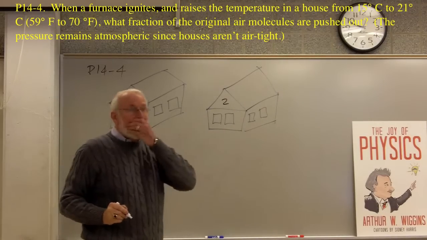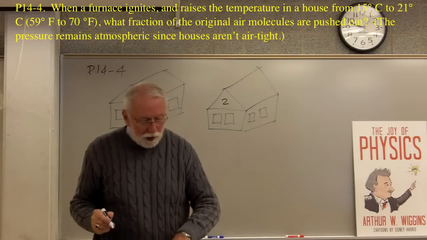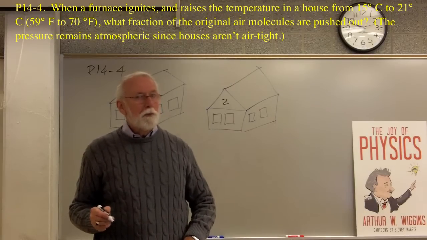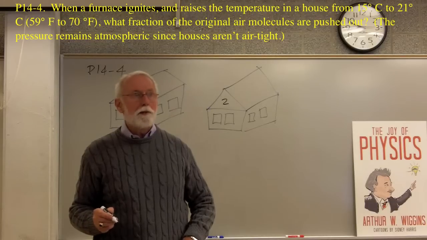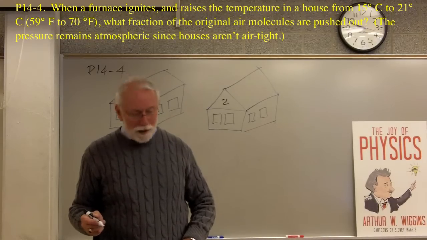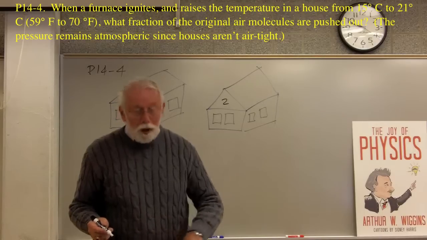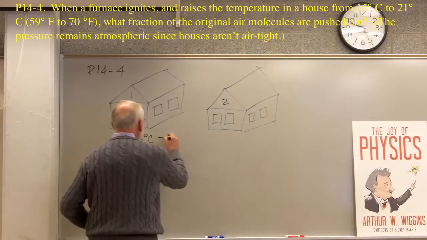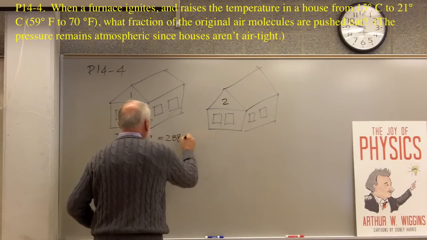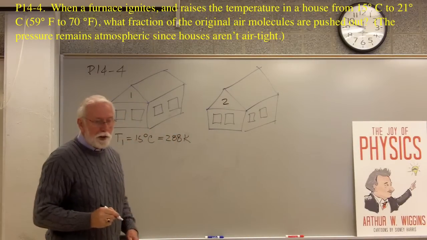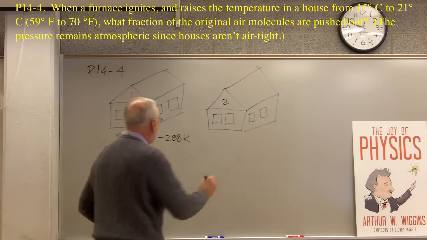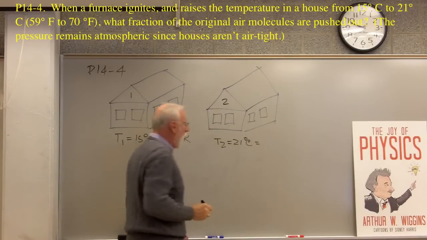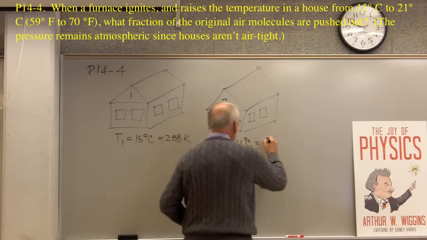Now I do a funny thing. Whenever I see temperature in degrees C, I almost immediately convert it to kelvins because that's the absolute temperature scale. It's really handy because often if you don't do that conversion, you get a wrong answer. So we're going to try to get a right answer here. How do you get to the Kelvin scale? Well, you add 273 to this. So this becomes 288 kelvins. Condition number 2, T2 is 21 degrees C. Adding 273 to this, we get 294 kelvins.